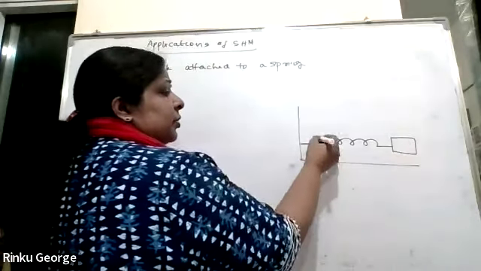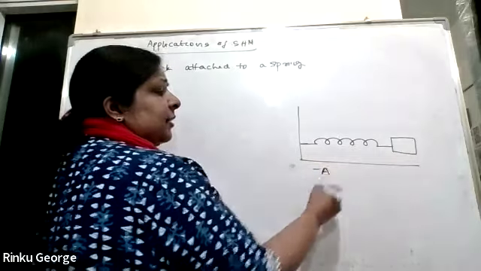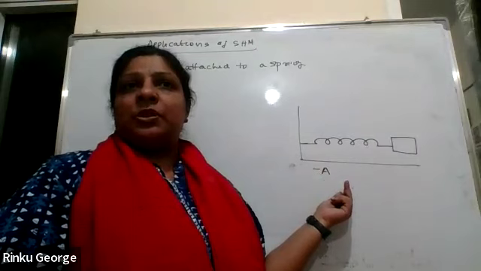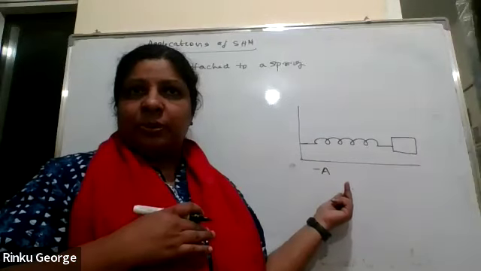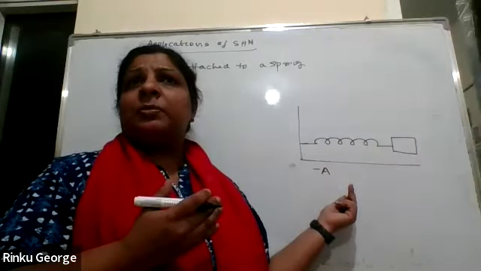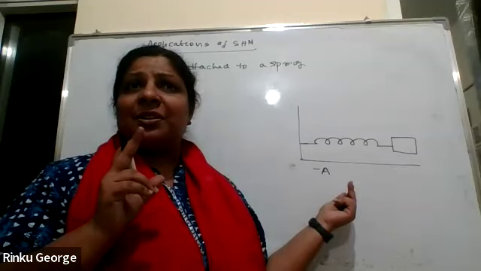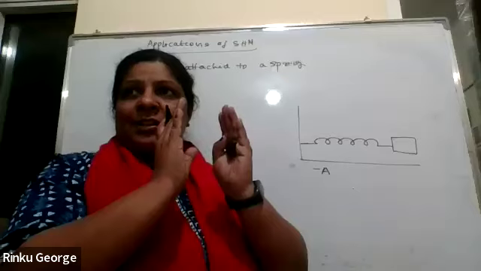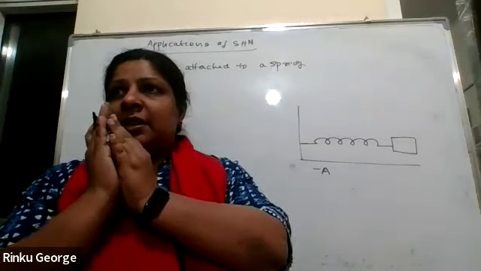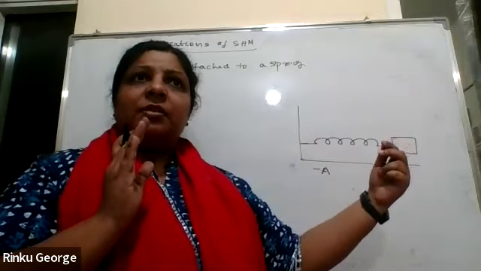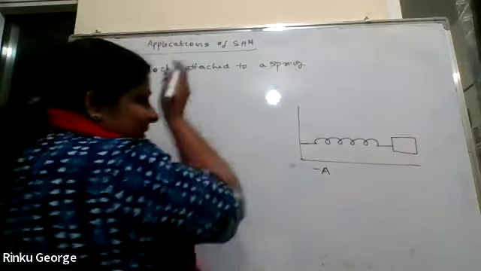So this is a block. So this is minus A. That means the negative amplitude, the maximum displacement possible. Minus 6 and plus 6, do you remember? In the spring work energy chapter, the spring block is here. When it is compressed, it is minus 6. When it is stretched, it will be plus 6. Remember?